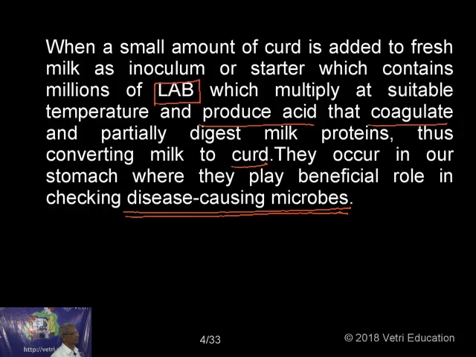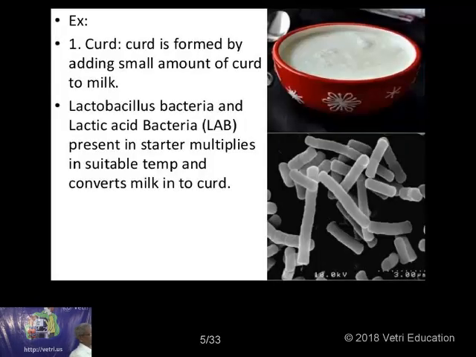So you can take plenty of this watery curd, and it will be able to check many of the diseases, stomach-related enteric diseases. So that is one beneficial aspect of lactic acid bacteria. Curd is formed by adding a small amount of curd to milk. The lactic acid bacteria present in the starter multiply at a suitable temperature and convert the milk into curd. This is a diagram of the bacillus bacteria.